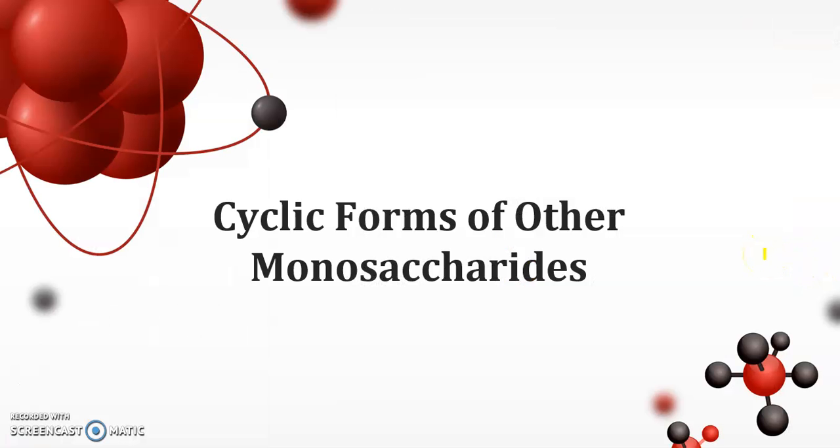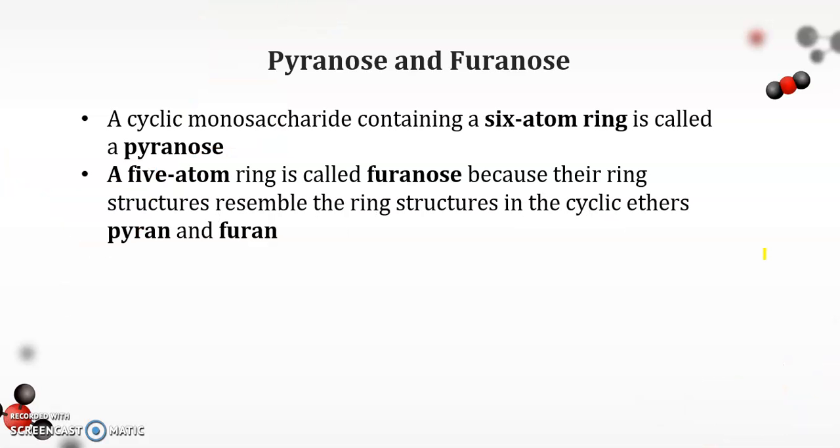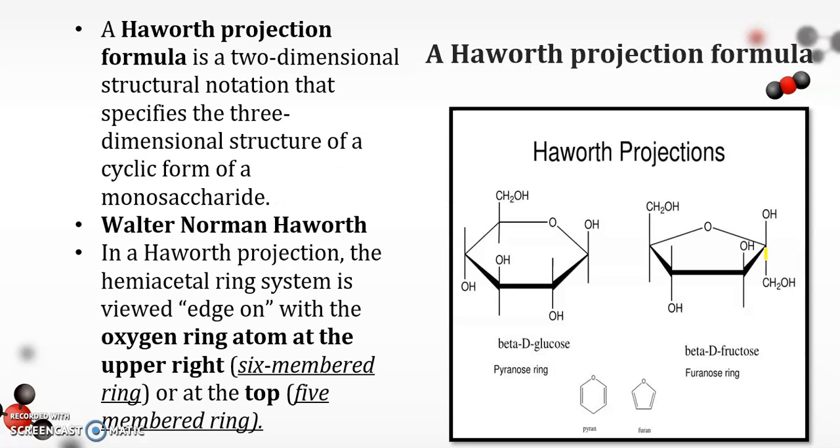Cyclic forms of other monosaccharides. A cyclic monosaccharide containing a 6-atom ring is called pyranose, whereas a 5-atom ring is called furanose. The Haworth projection formula. This is a 2-dimensional structural notation that specifies the 3-dimensional structure of a cyclic form of monosaccharide. The founder of the Haworth projection is Mr. Walter Norman Haworth.